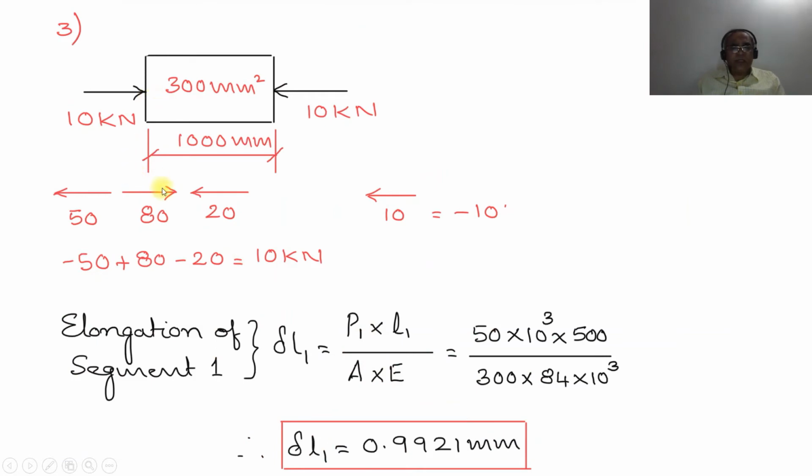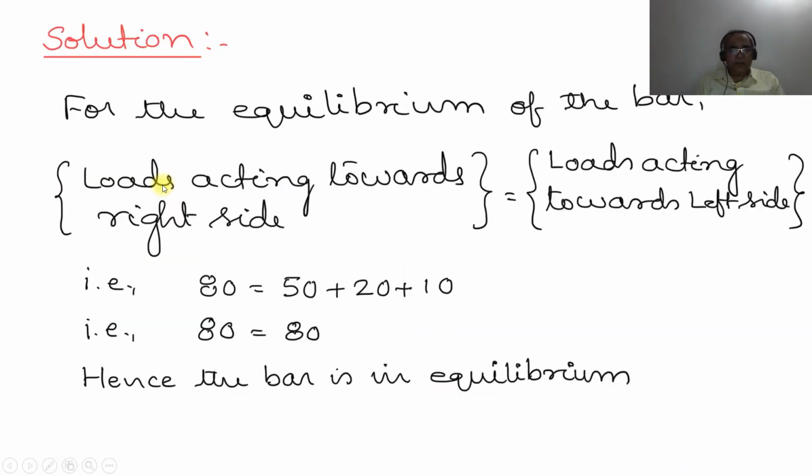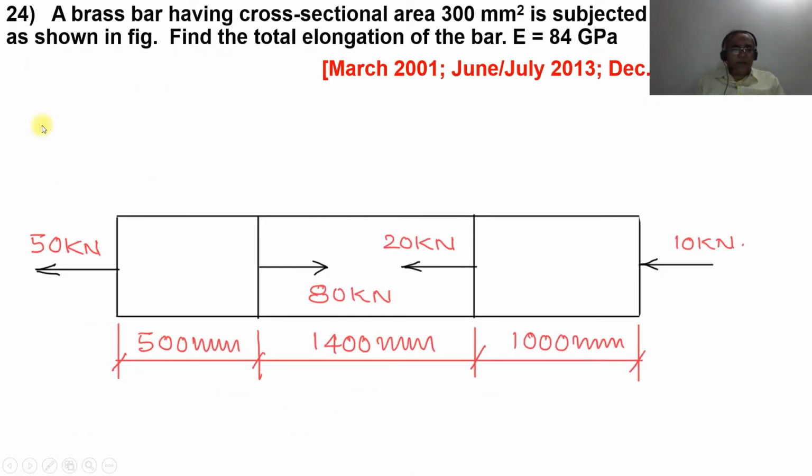So now we go for the third segment. In the third segment, what are all the forces acting? On the left-hand side of the third segment, 50 kilonewton is acting towards the left side, 80 kilonewton is acting towards the right side, and 20 kilonewton is acting towards the left side. Only the force acting at the other end, in the last segment, is towards the left side, which is 10 kilonewton.